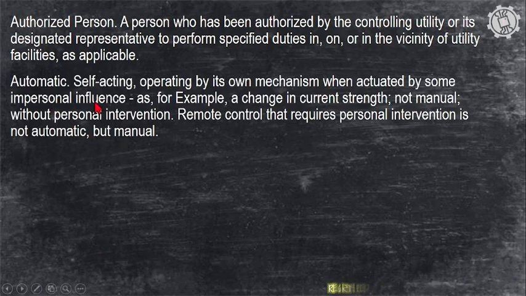Okay, automatic, so self-acting, operating by its own mechanism and actuated by some impersonal influence. So example, a change in current strength, not manual, without personal intervention. Remote control that requires personal intervention is not automatic but manual. So we say automatic, it is depending on the process, no? Hindi na kailangan na mayroong human intervention so that the switch or a certain device will change its state, from on or off. So that is yung automatic. The opposite of that one is manual, na kung saan kailangan ng human input para mabago yung state ng isang device.